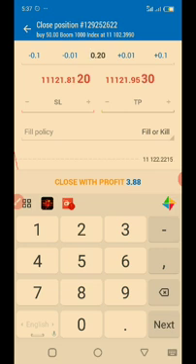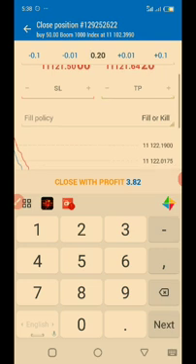They just upgraded. Binary just made some changes today. Before now it was 0.10 that was the minimum lot size, but today I was surprised. Seems they actually did some upgrade, and now it's 0.2 lot size, which is the minimum lot size.